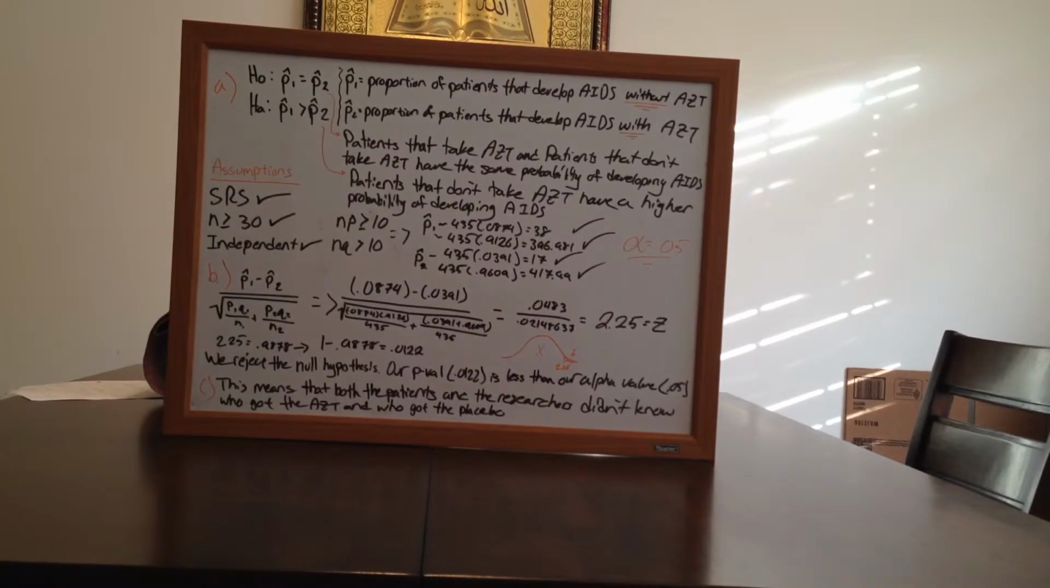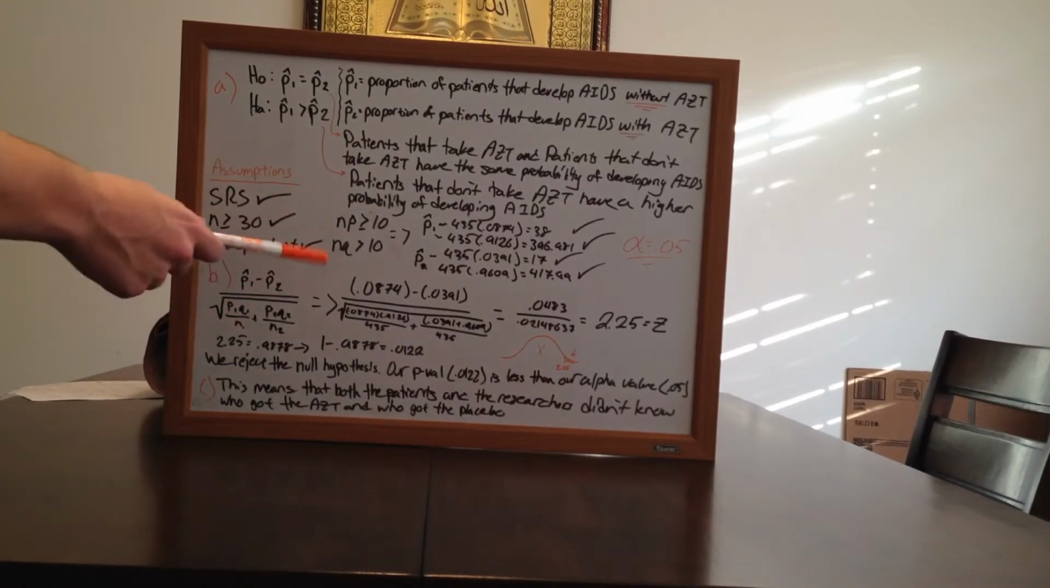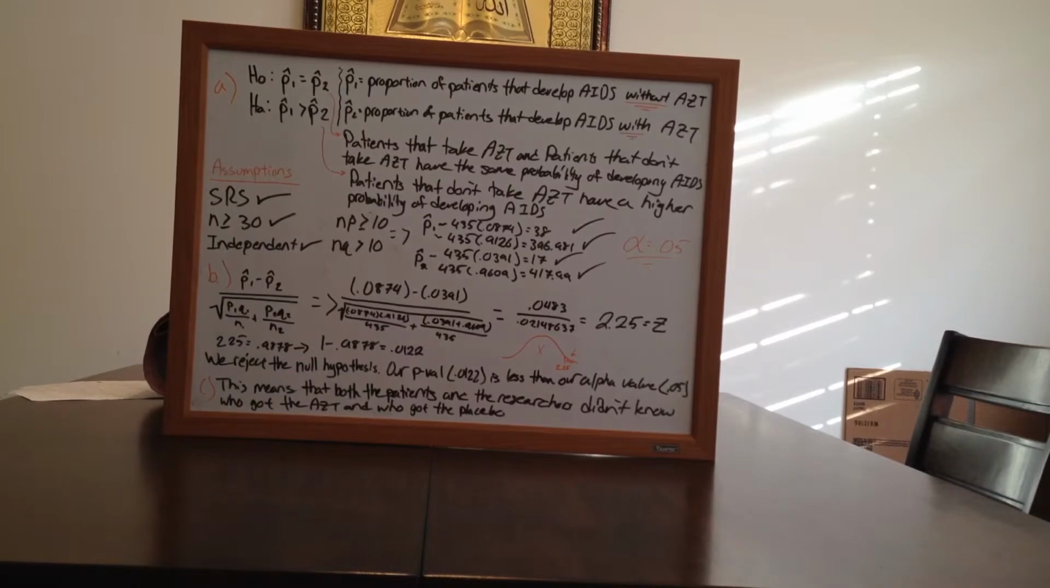Moving on. B. How significant is the evidence that AZT is effective? So for this we'll use a two proportion Z test, because there's two proportions. So our first p-hat minus the second p-hat over the square root of P1 times Q1 over N1 plus P2 times Q2 over N2.